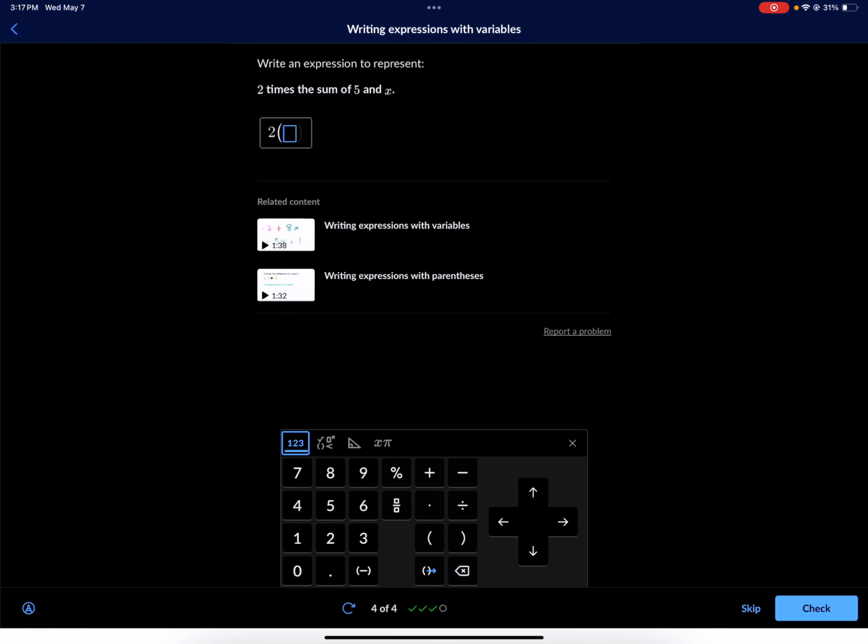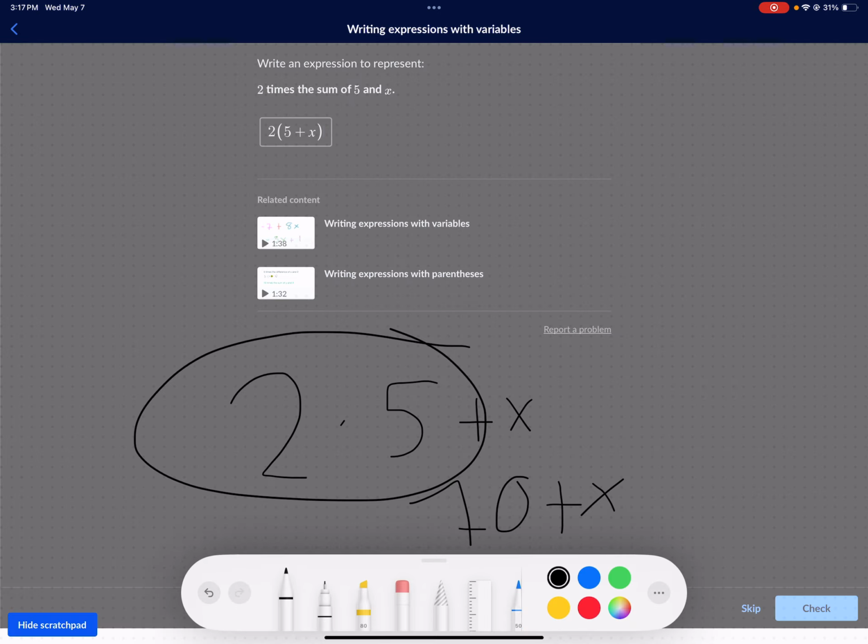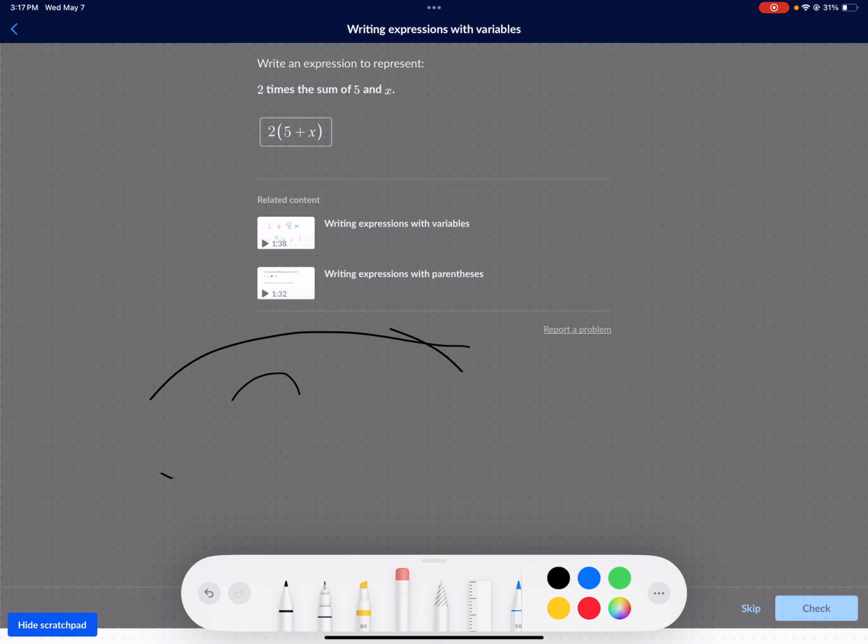And you can also just put it as 2 parentheses 5 times x, because both variations will work. I mean, this will work too, but if you want to just go faster and be efficient and simplistic, then that will work as well.